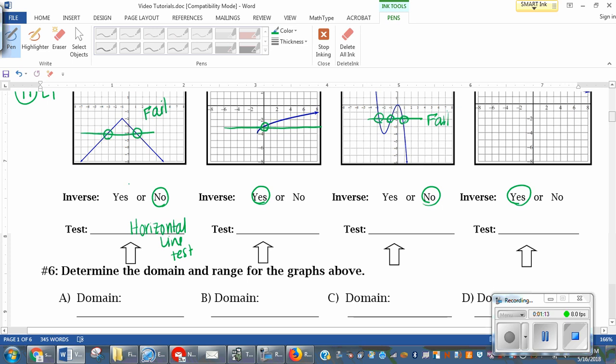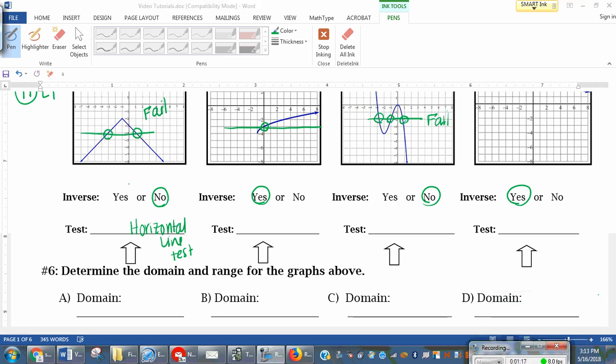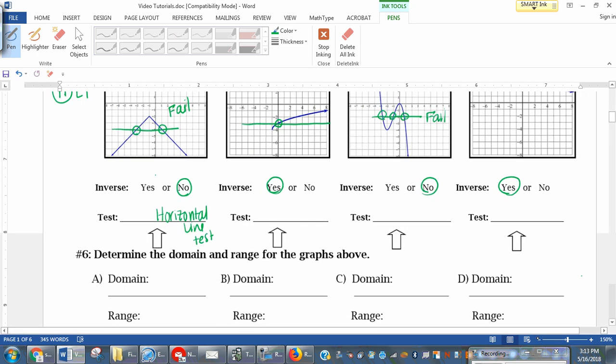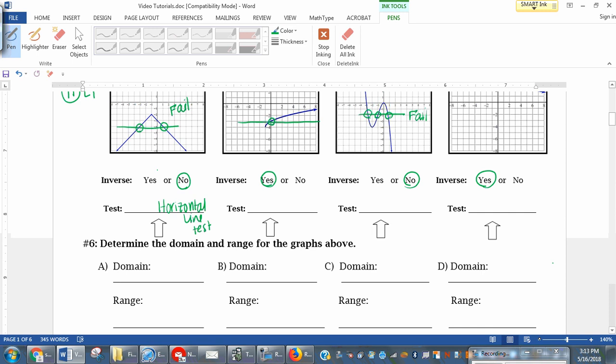Now I'm also going to complete number 6 in this video. We want to determine the domain and range for all of the graphs that are directly above these questions. So in the first one, graph A, we want to say for the domain, how far left will this graph go and how far right will this graph go. So we always say that the domain is like the x, so x-axis moves left to right. So left, right, left, right.